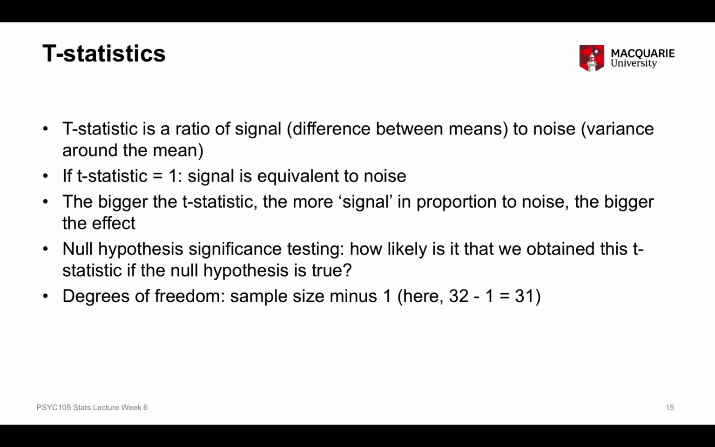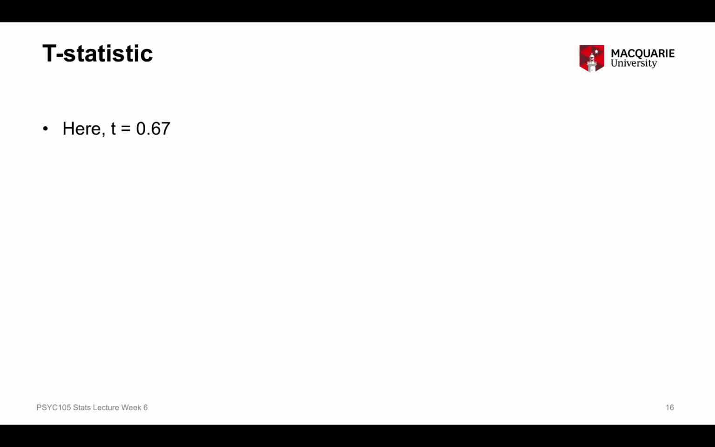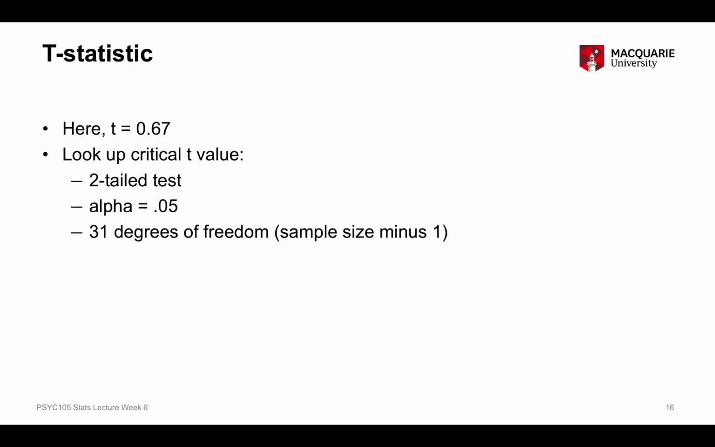So in this instance, the sample size is 32. We have 32 observations. 32 minus 1 gives us degrees of freedom of 31. So we have 31 degrees of freedom in this particular instance. So we have a t-statistic of 0.67. We have 31 degrees of freedom.